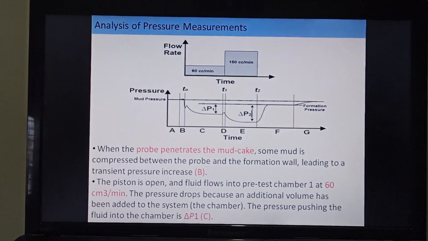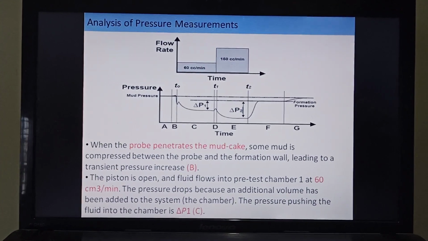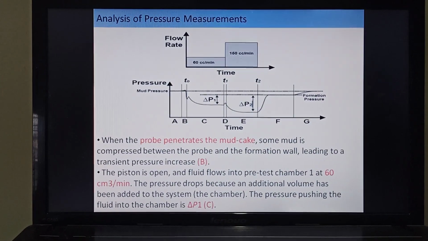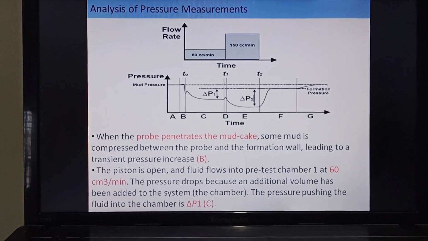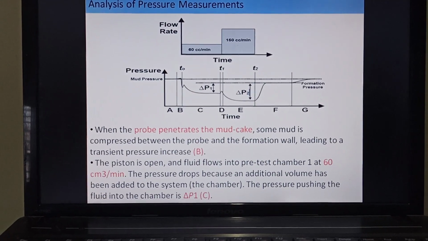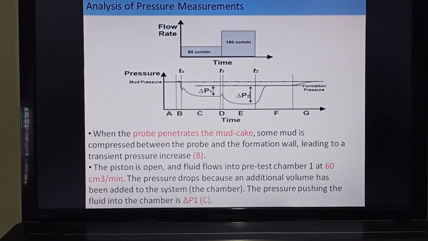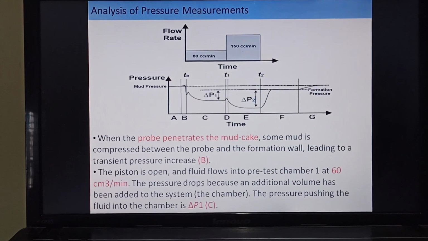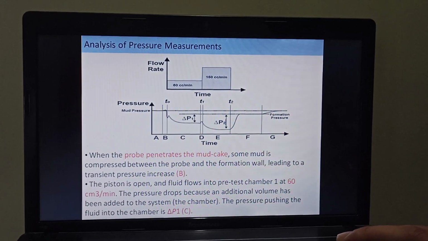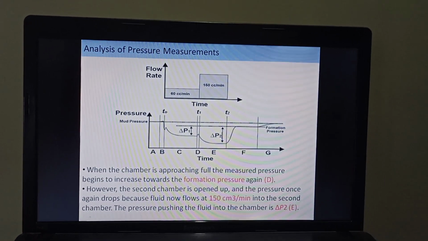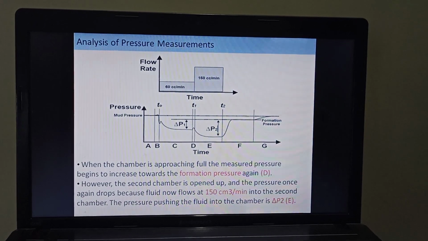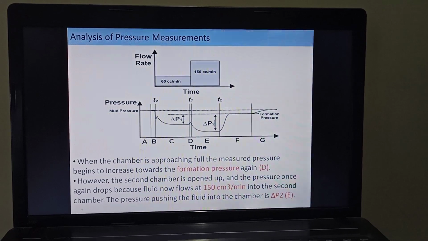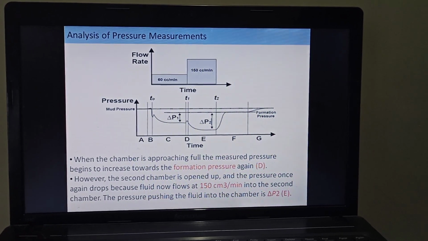increasing. Now in region C, the piston is open and the fluid flows into pretest chamber 1 at 60 cm3 per minute, which is correspondingly shown in the flow rate versus time plot. Now the pressure drops because an additional volume has been added to the chamber, and the pressure forcing the fluid into the chamber is indicated by delta P1. Now in region D, when the chamber is approaching full, the measured pressure begins to increase towards the formation pressure, which is indicated by region D in the graph.